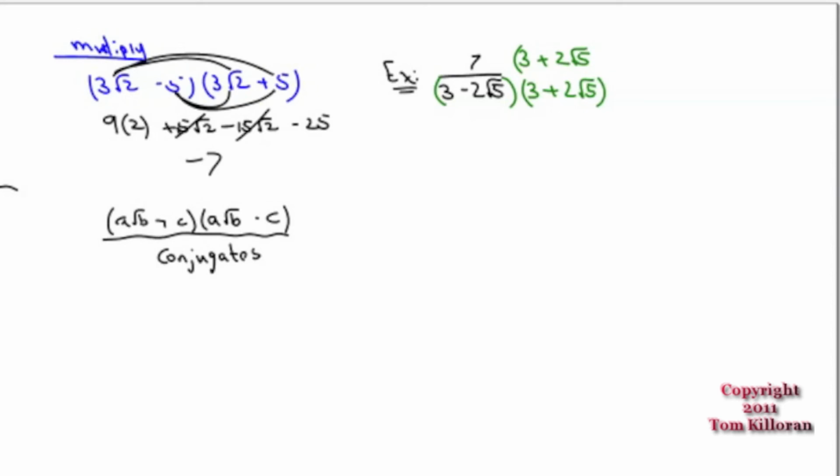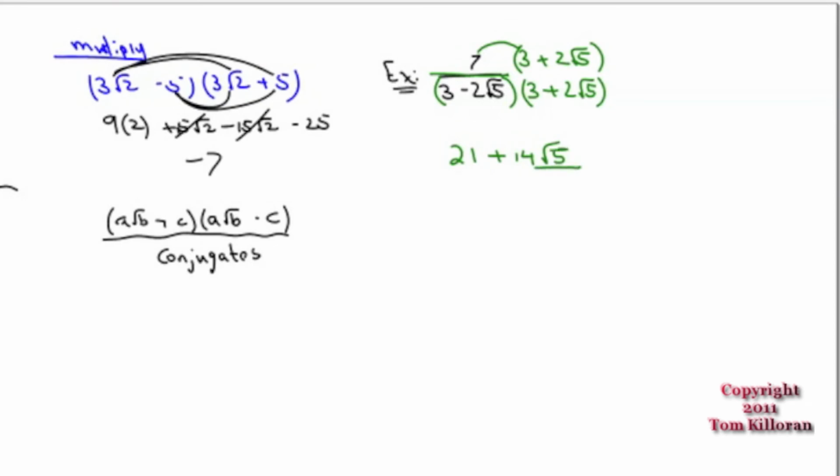Notice what I introduced in the bottom now. Nice little set of parentheses. If the top has two terms, you might want to also put that inside of parentheses, because this long bar is a grouping symbol. All right, so simplify. The top one you just distribute. 7 times 3? 21. 7 times 2 square roots of 5? 14 square roots of 5. And that would be the numerator.